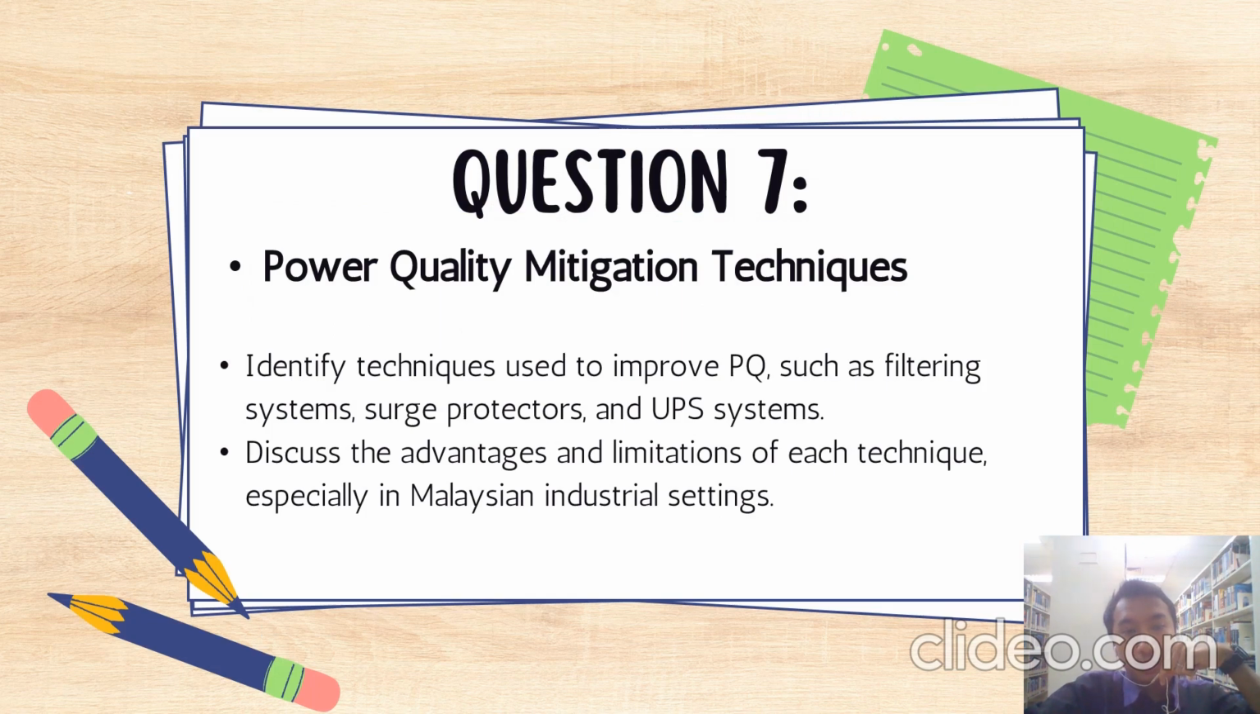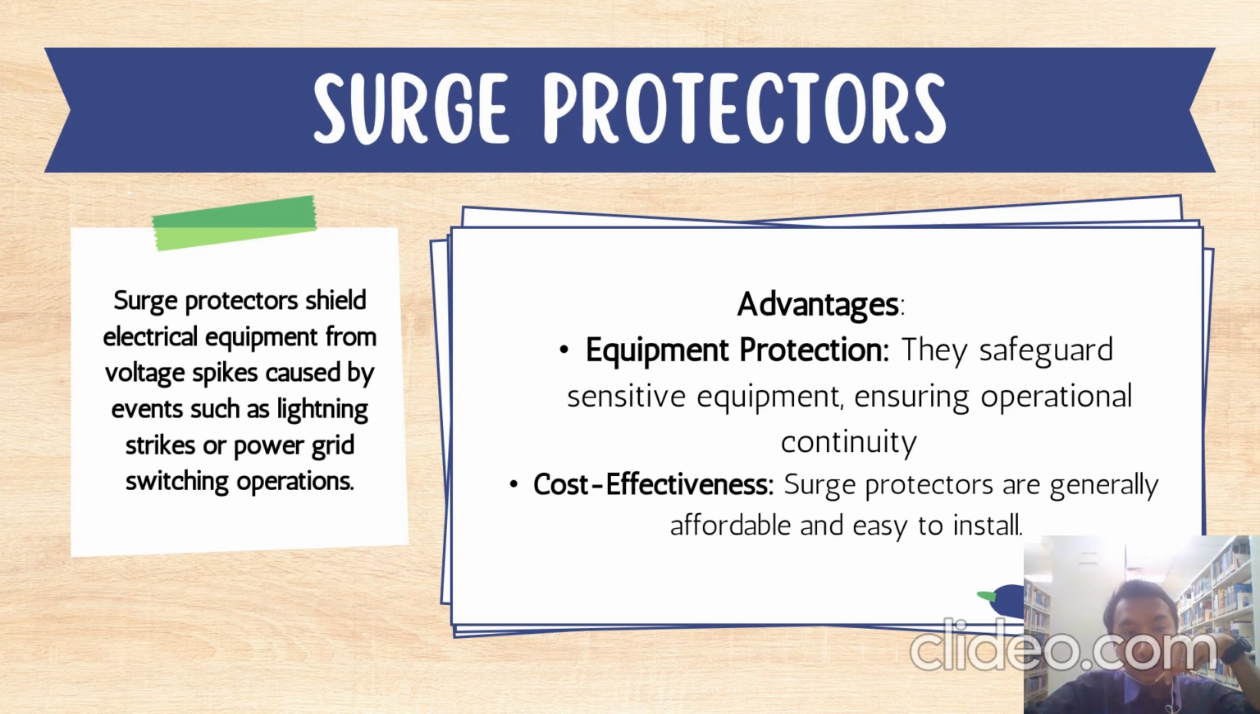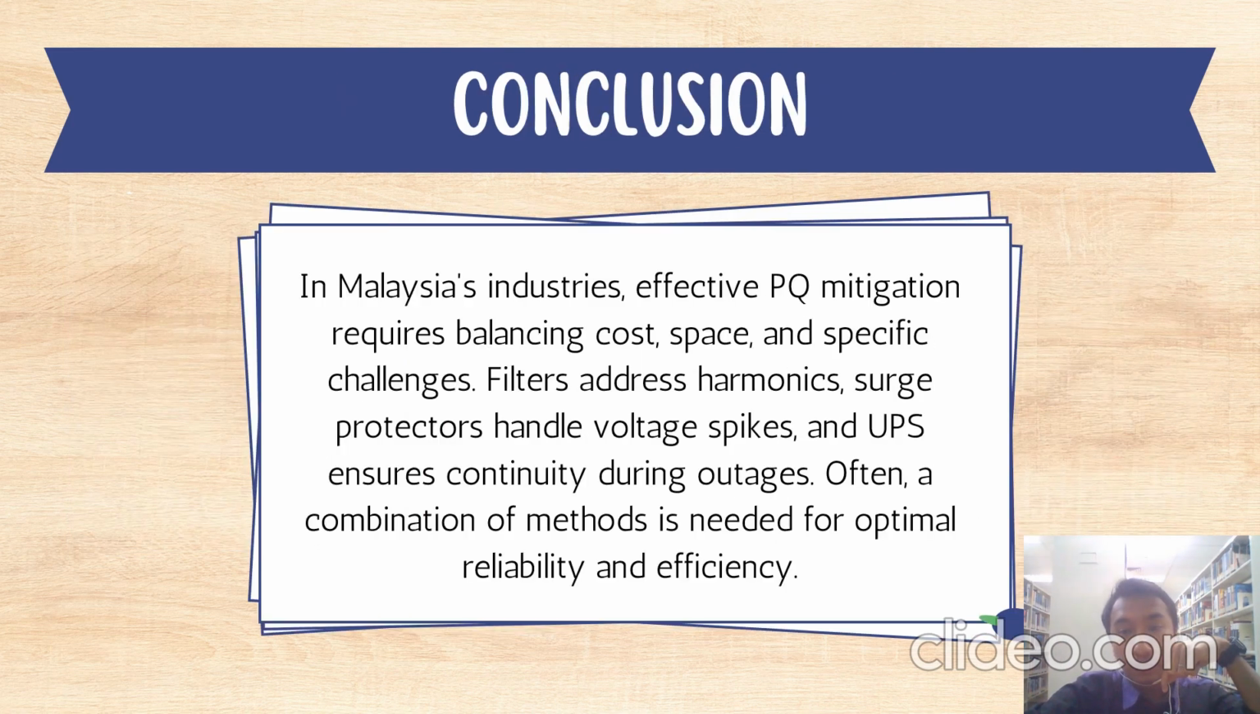Question 7 is about power quality mitigation techniques. So the advantage is harmonic reduction. This system effectively minimizes harmonic distortion, improving the efficiency of the equipment and extending its lifespan. Next, surge protectors shield electrical equipment from voltage spikes. So the advantage is equipment protection. They safeguard sensitive equipment, ensuring operational continuity. For cost effectiveness, surge protectors are generally affordable and easy to install.